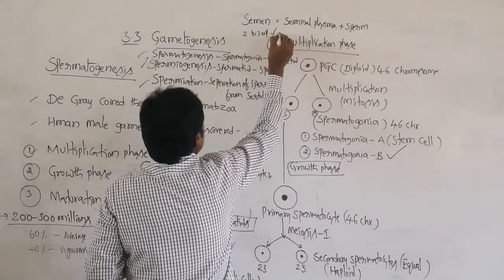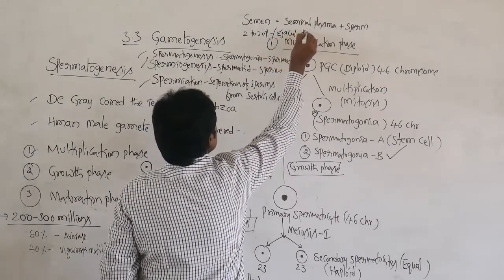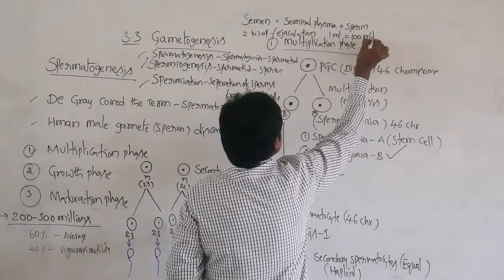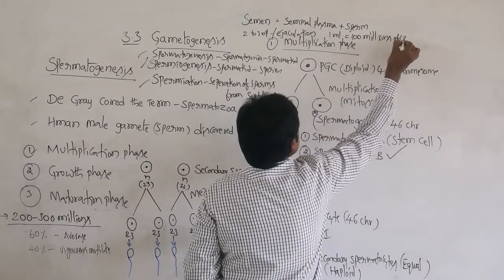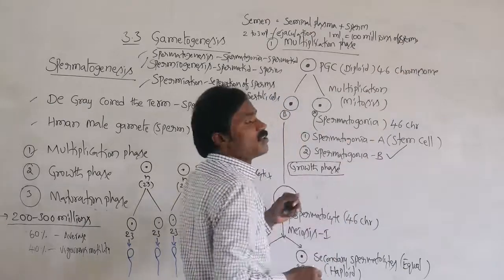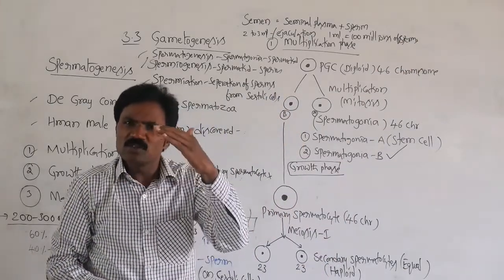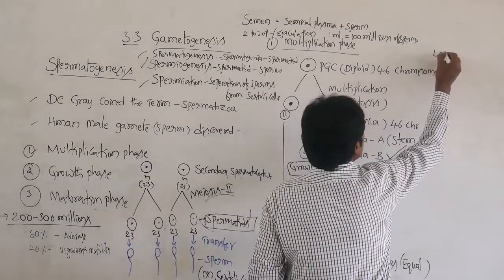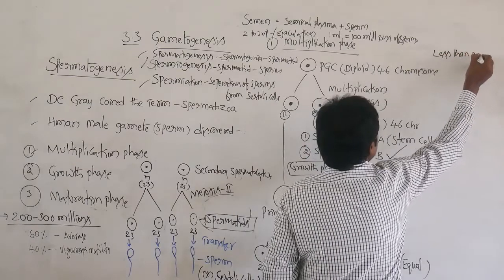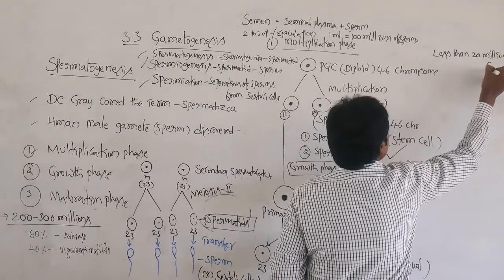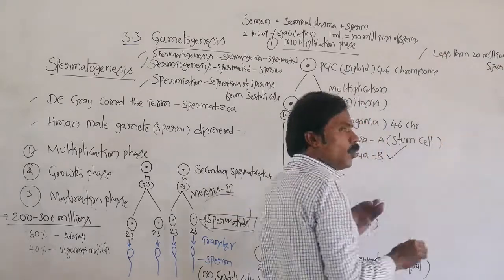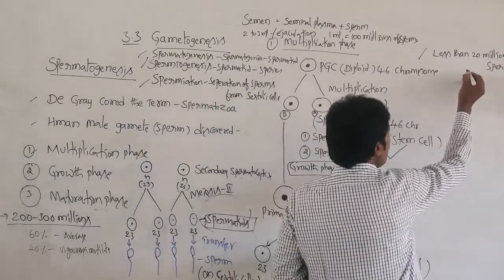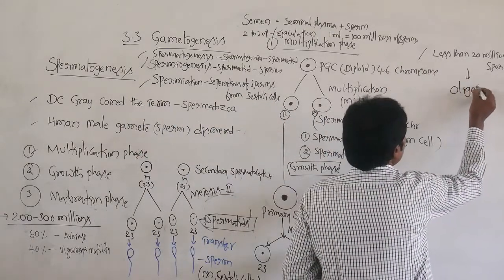2 ml per ejaculation. 1 ml is equal to 100 million sperms. Suppose if it is less than 20 million sperms in one ejaculation, that disorder we call oligospermia.